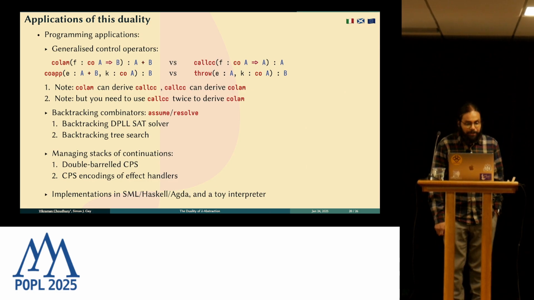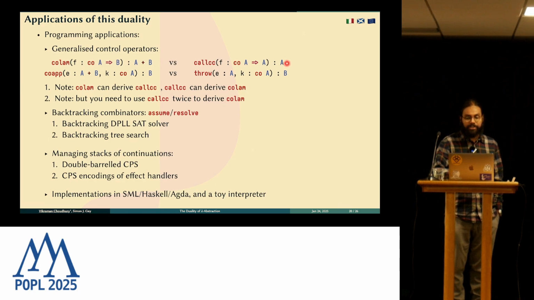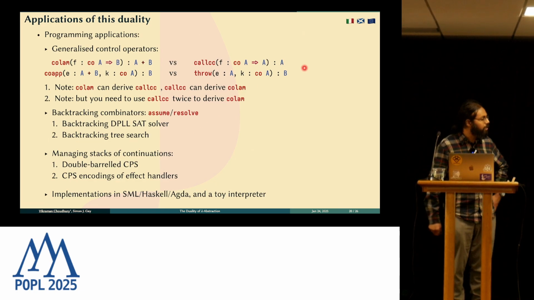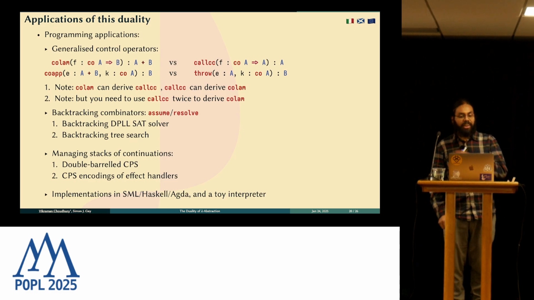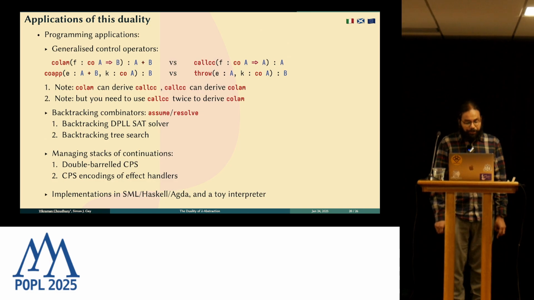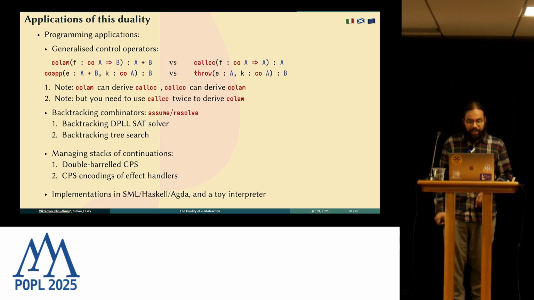So if you look at the types of co-lambdas, it's like a generalized call CC, which doesn't collapse both sides of the sum. Okay, and they are equally expressive, so you can derive call CC using co-lambdas. You can use call CC to derive co-lambdas and the other way. But call CC kind of captures the whole stack, but co-lambdas capture part of the stack.